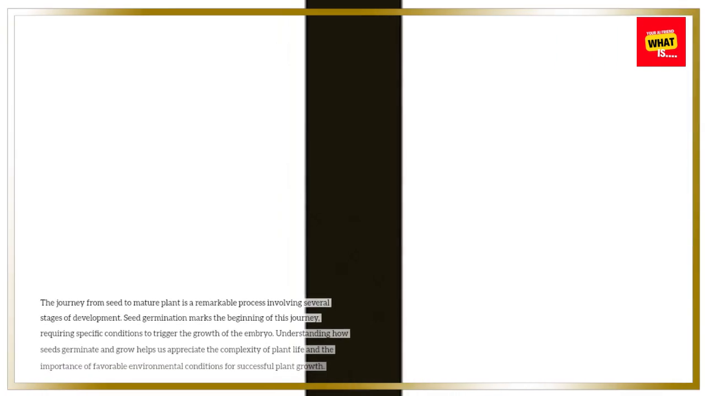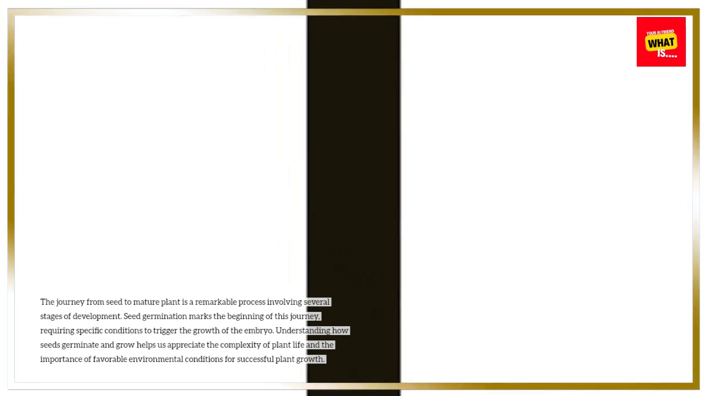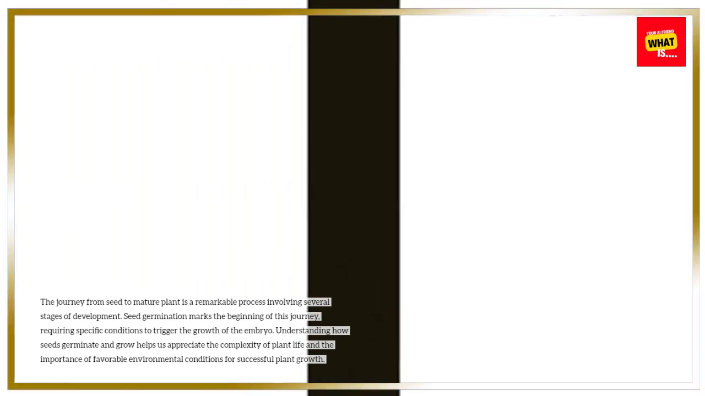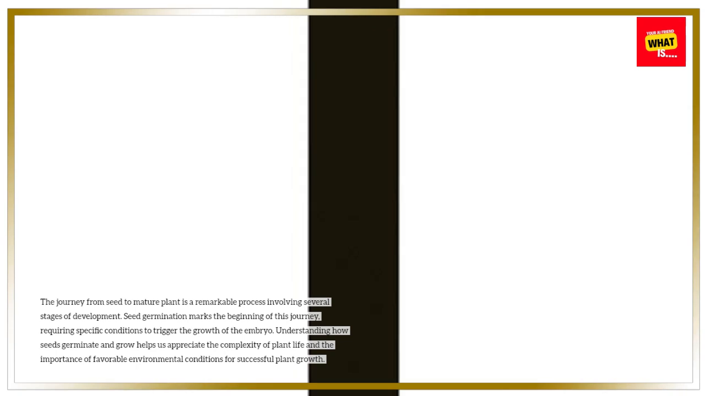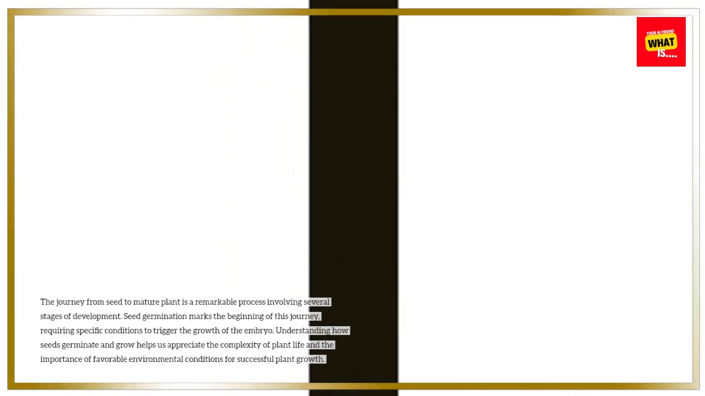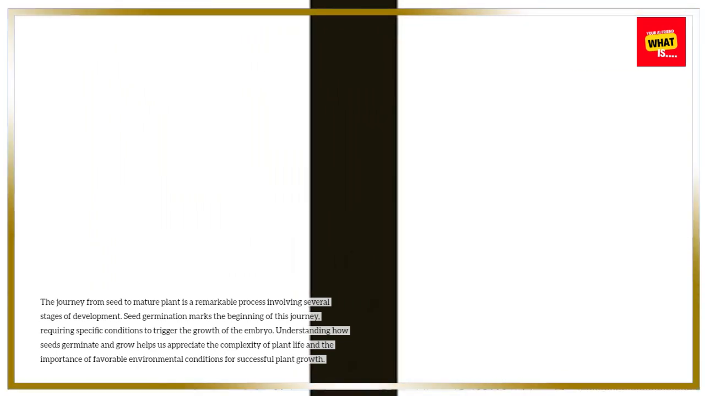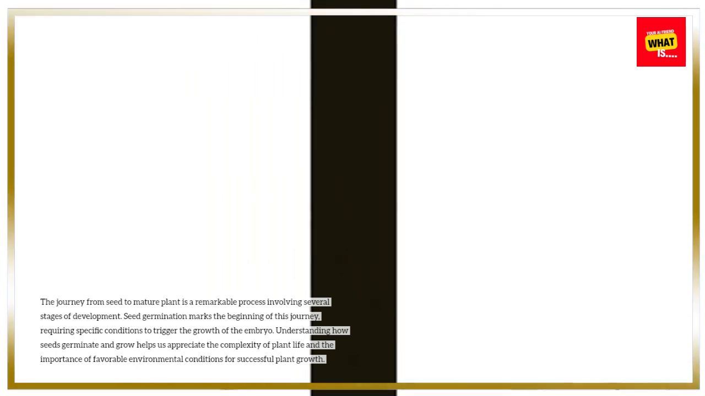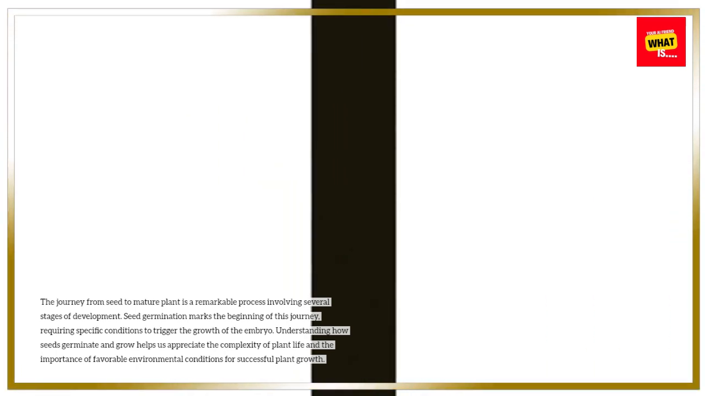Conclusion: the journey of seeds. The journey from seed to mature plant is a remarkable process involving several stages of development. Seed germination marks the beginning of this journey, requiring specific conditions to trigger the growth of the embryo. Understanding how seeds germinate and grow helps us appreciate the complexity of plant life and the importance of favorable environmental conditions for successful plant growth.